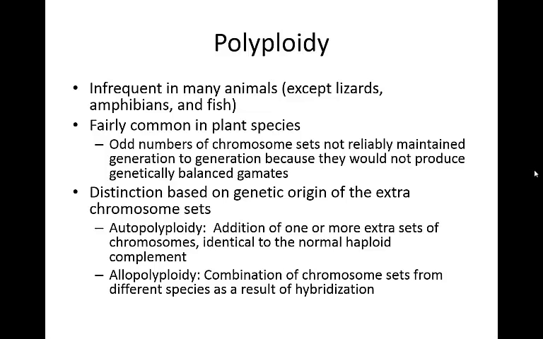You can distinguish between two types of polyploidy based on the genetic origin of the extra chromosome sets. You can have autopolyploidy, and what happens here is you have addition of one or more extra sets of chromosomes, which happen to be identical to the normal haploid complement. Allopolyploidy happens because you have a combination of chromosome sets from different species. Maybe they're very, very closely related, and it's basically a result of hybridization.